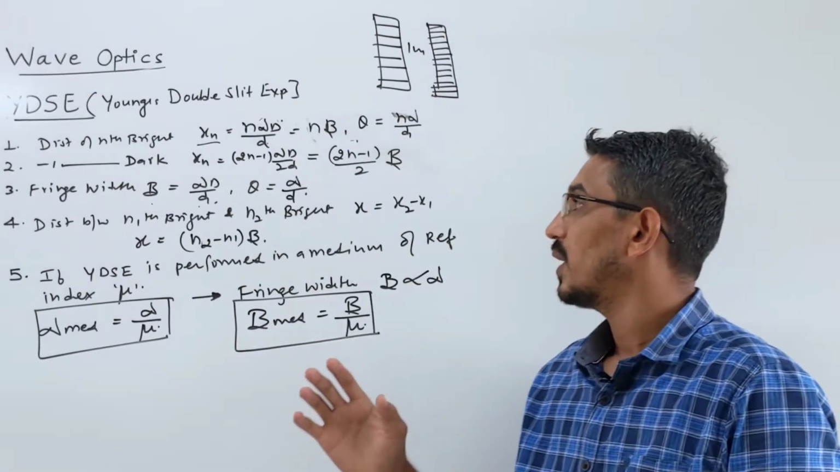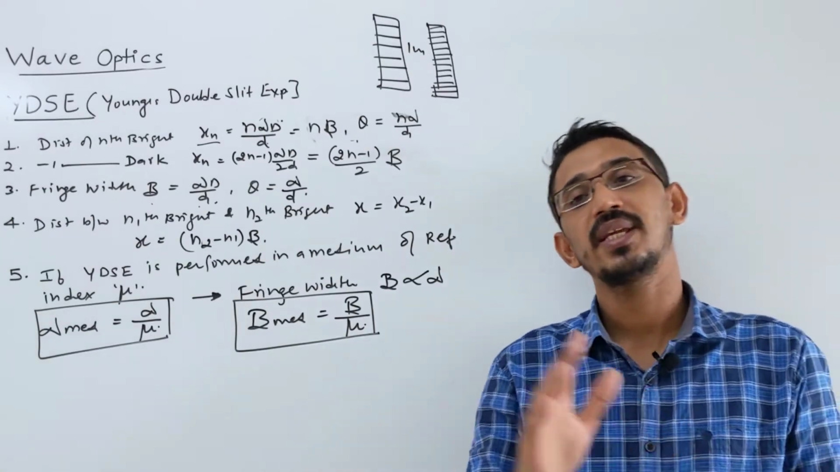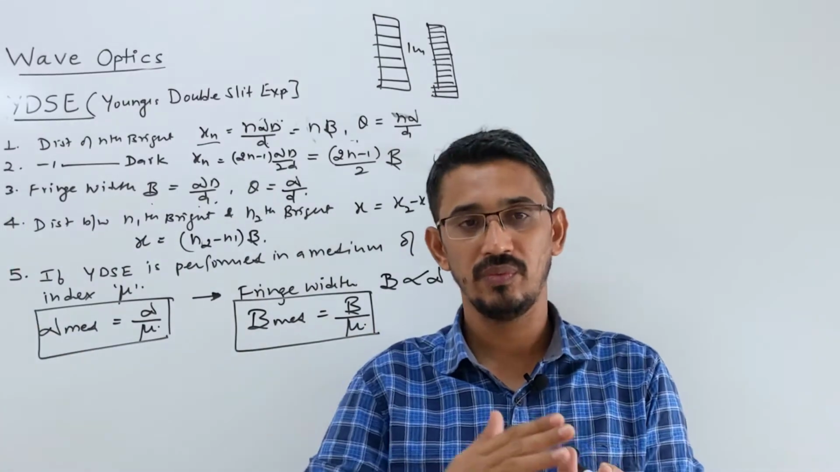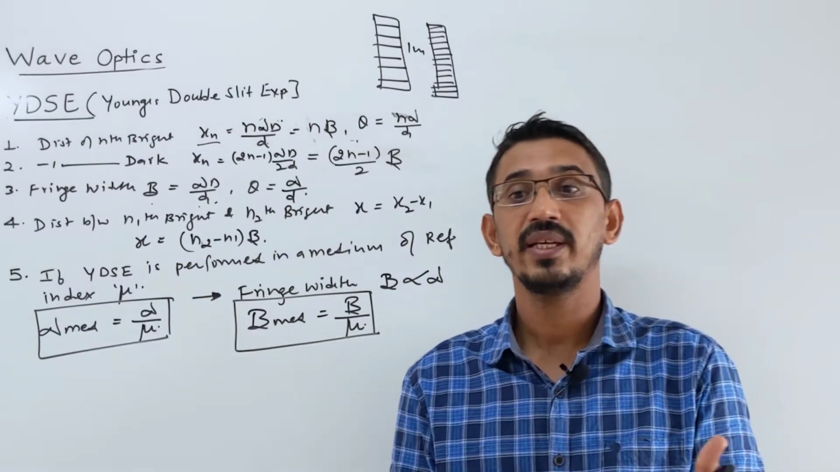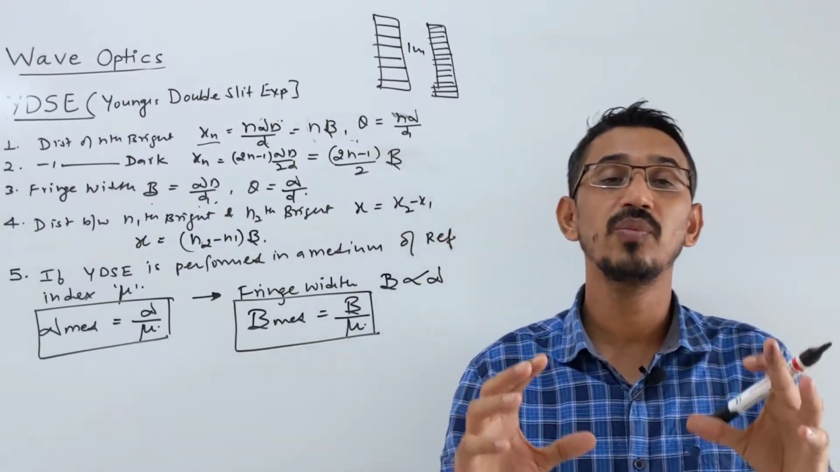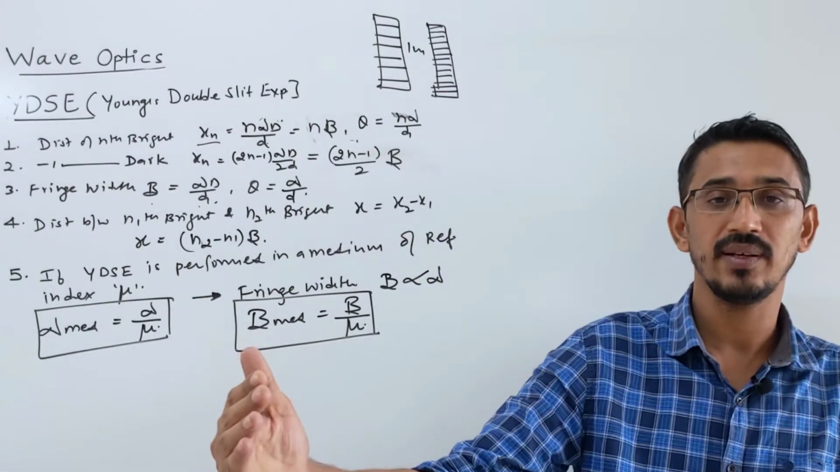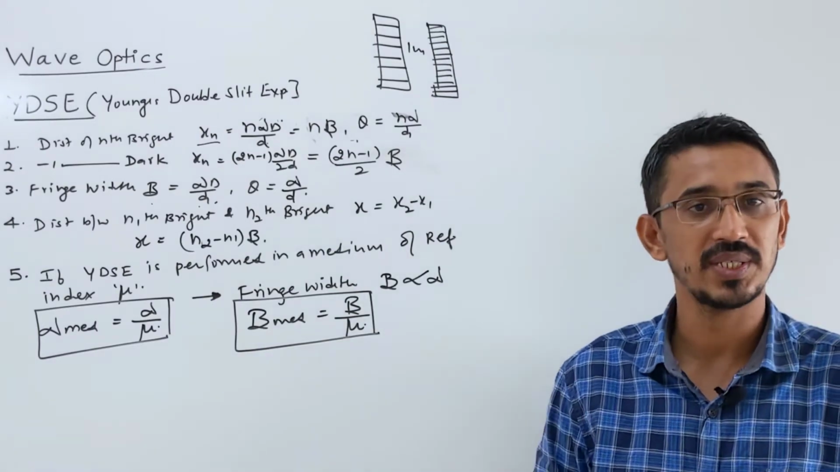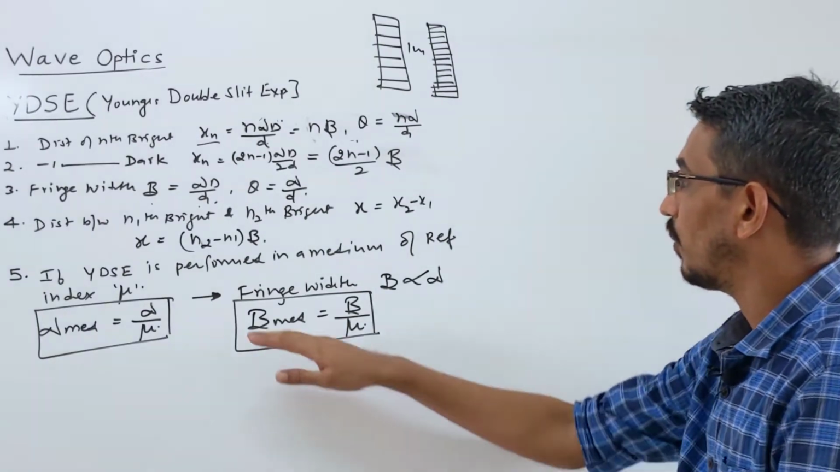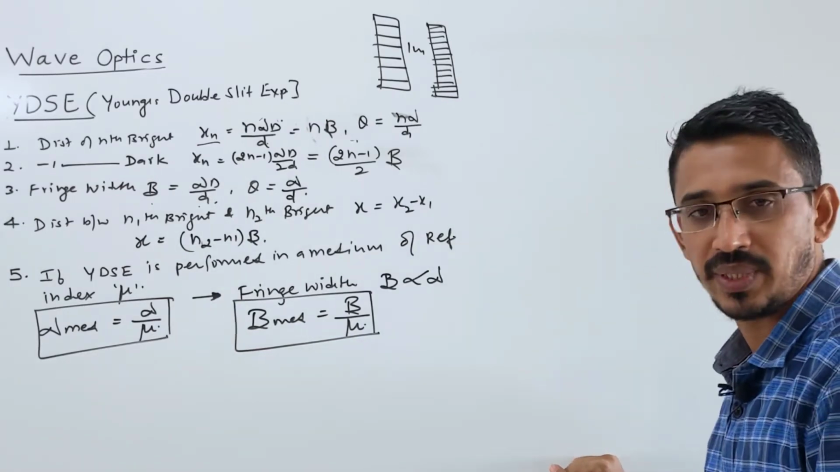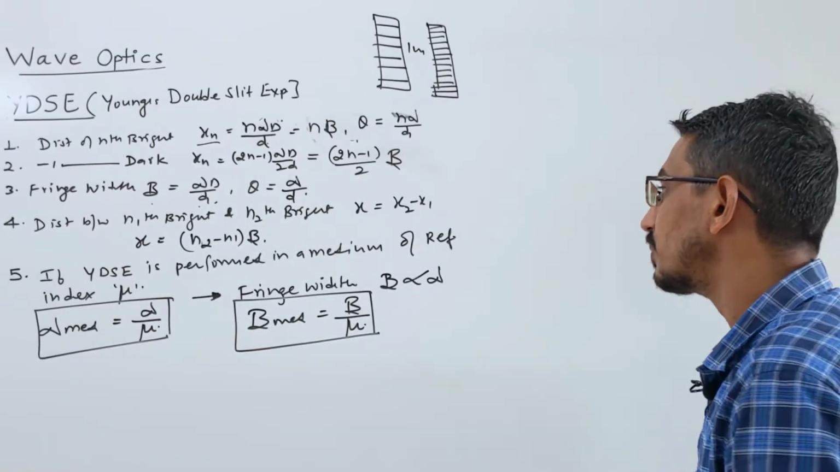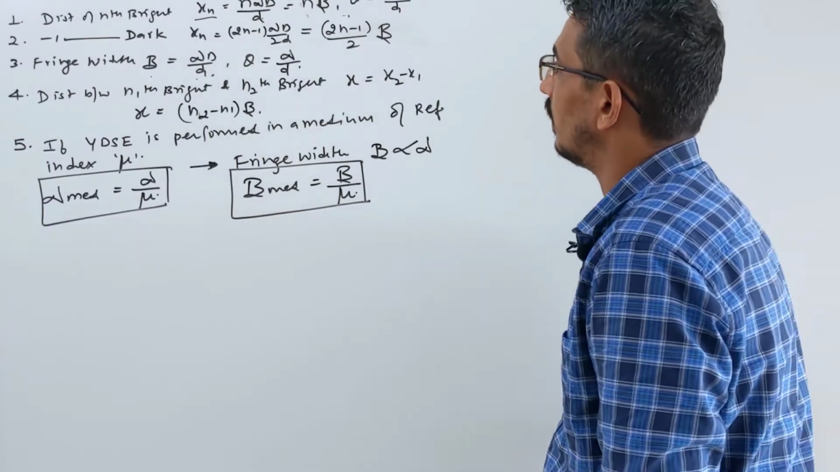So they can ask you, suppose they said when I am doing the test in air, in a 1 meter region, I am watching 10 bright fringes. Then when I do the same inside a medium, you will see more than 10 fringes in the same given distance. Okay, so when we do this test inside a medium, your fringe width will be reduced by what? Mu times. Clear? Okay. Let's move on.